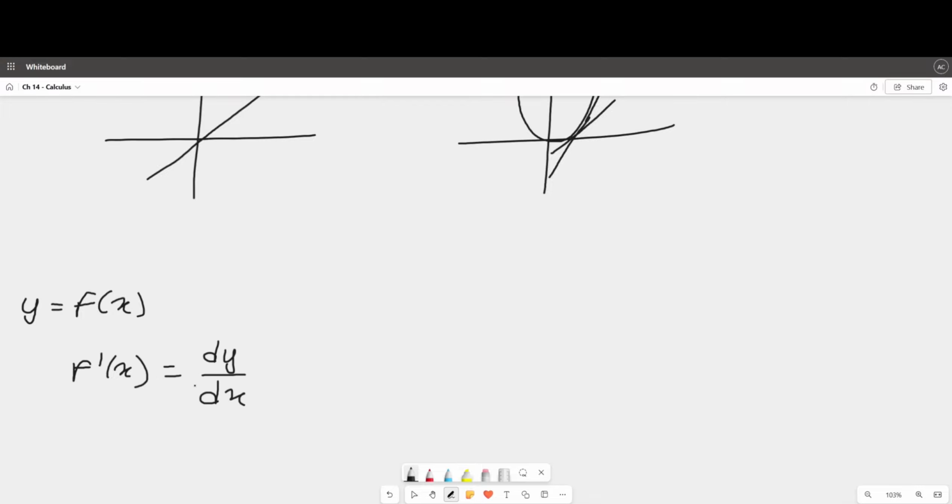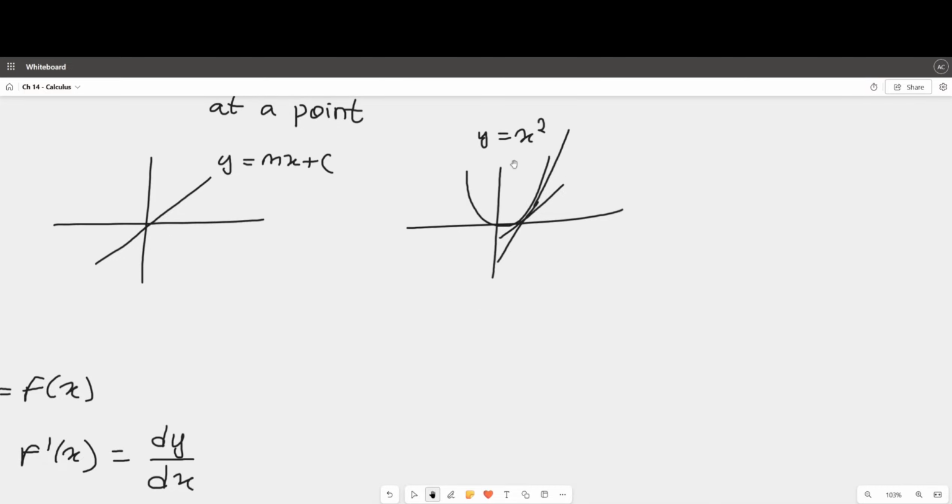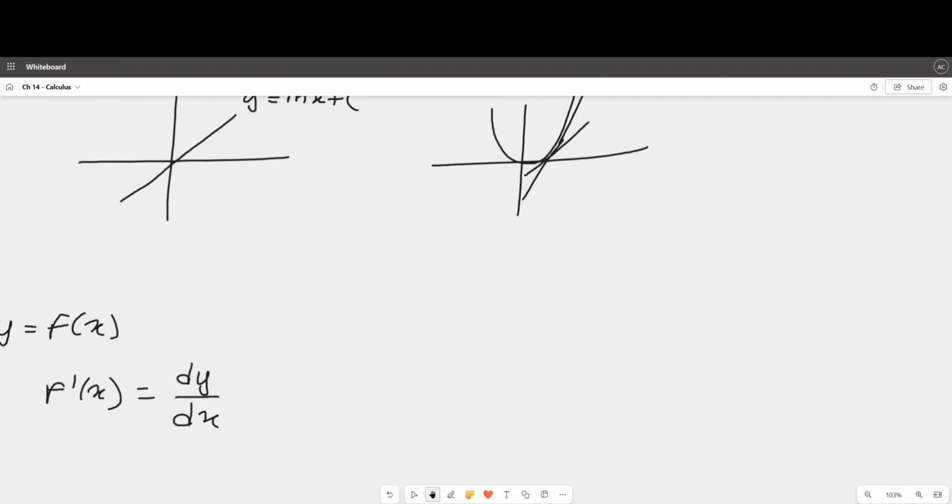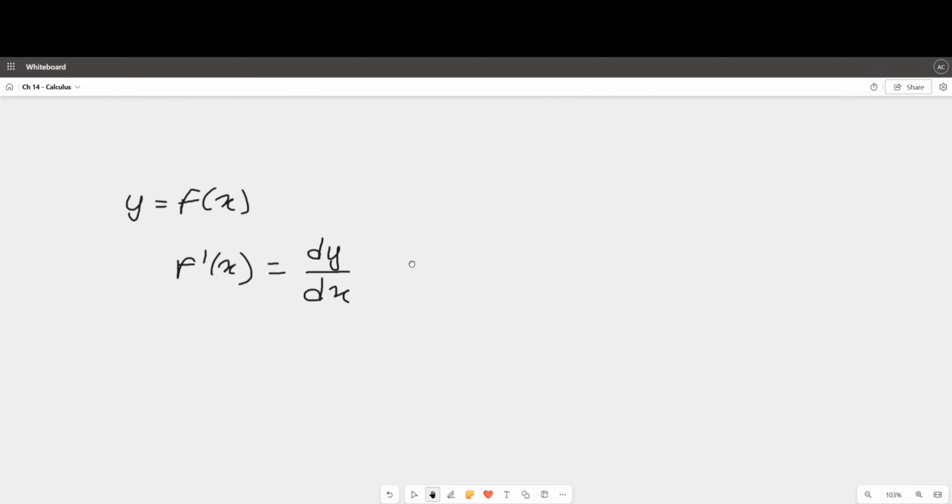So what does this mean? Well, this says that we're taking the derivative of y with respect to x. So obviously x is the variable that we change to get a y value. Well, we're taking the derivative of that y value with respect to x. So you don't need to understand what that means right now. Just understand simply that these two represent the same thing.